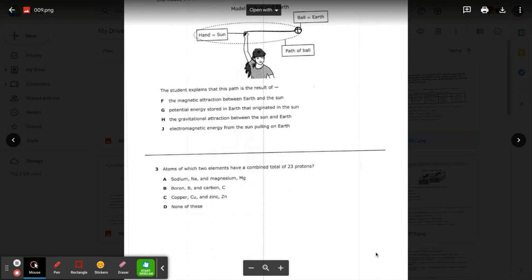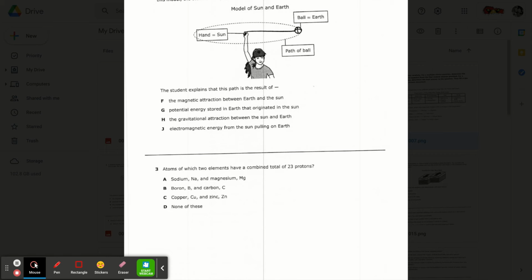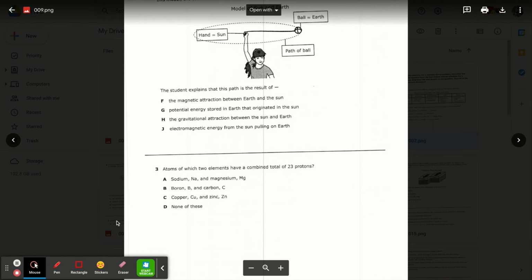Number 3, atoms of which 2 elements have a combined total of 23 protons? Sodium and magnesium, boron and carbon, copper and zinc, or none of these?